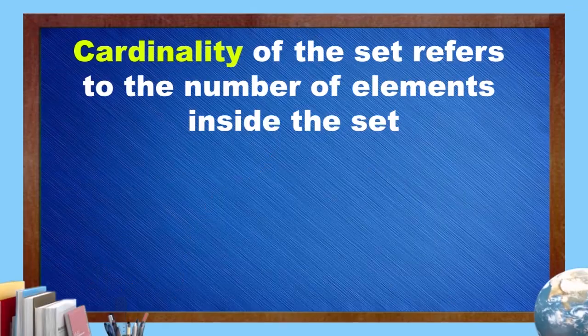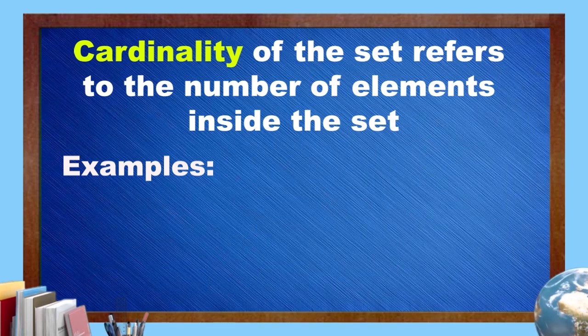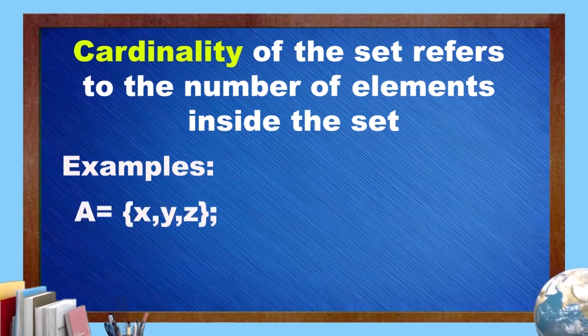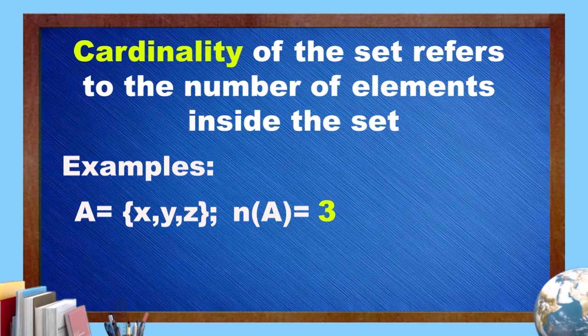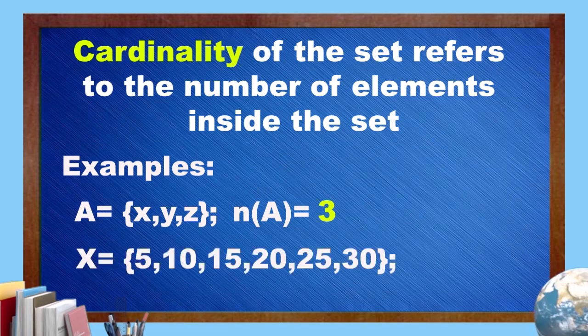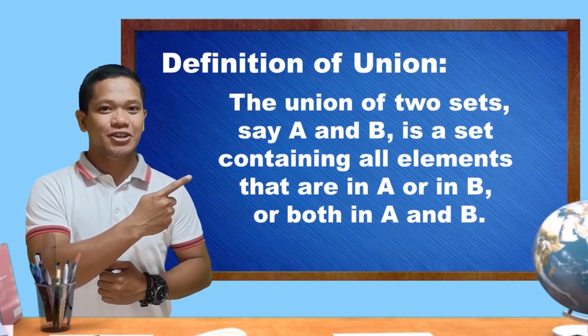Okay, balik tayo! Previously, we discussed about the cardinality of the set. Cardinality of the set refers to the number of elements inside the set. Example, if A has the following elements, X, Y, and Z, the cardinality of A is written as n of A, which is equal to 3, since there are 3 elements in set A. Another example, if X has the following elements, the cardinality of X represented by n of X is equal to 6.